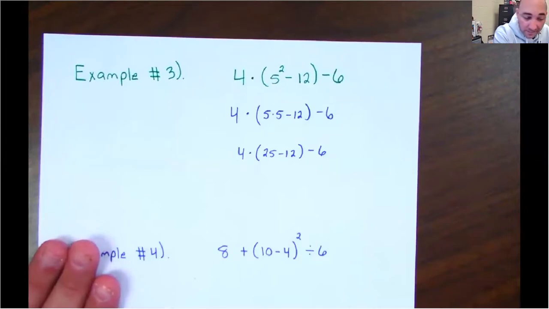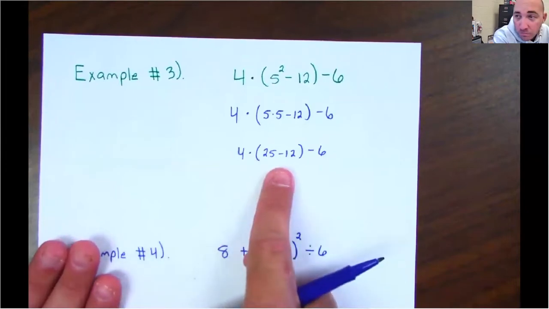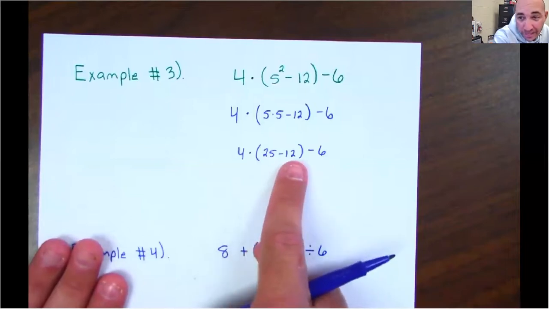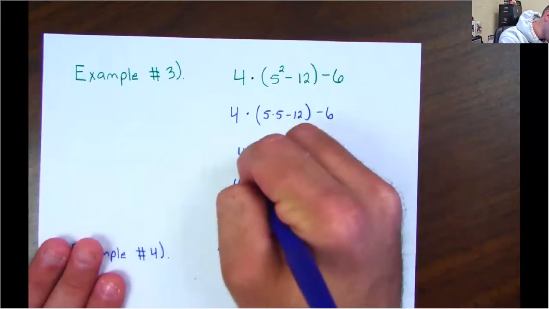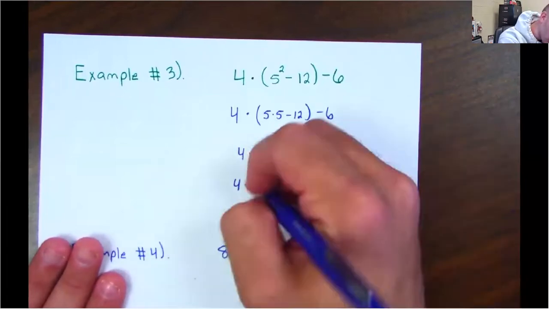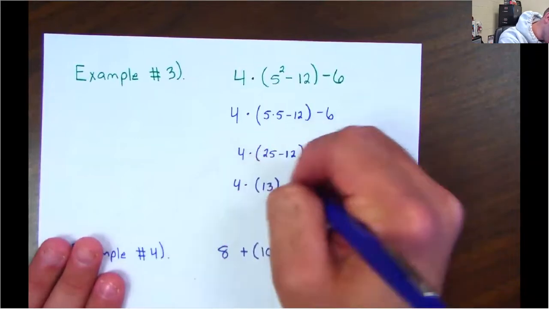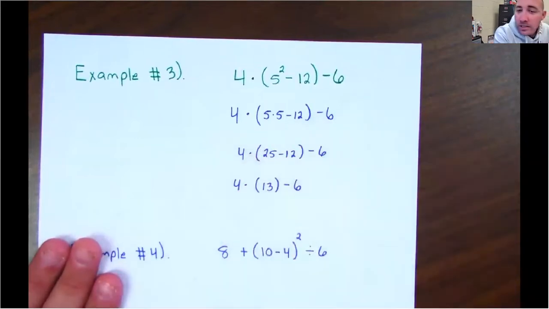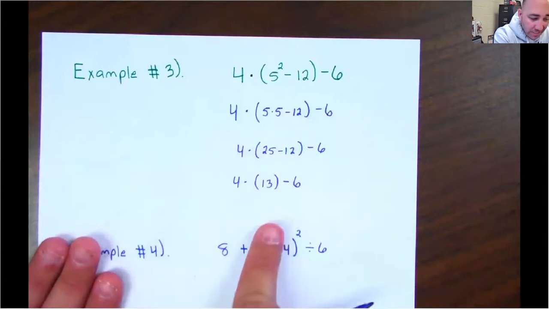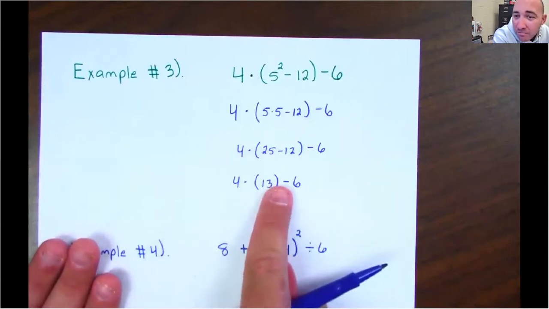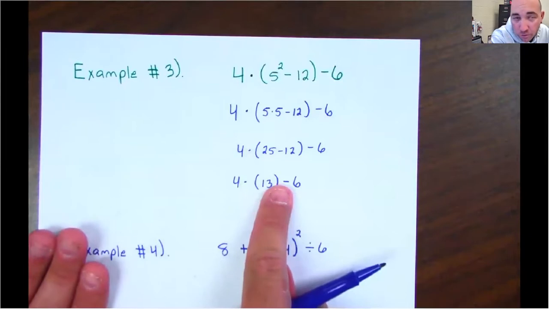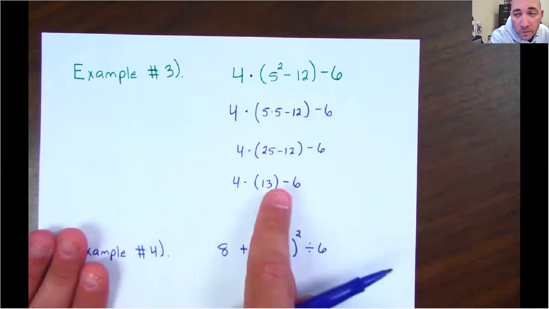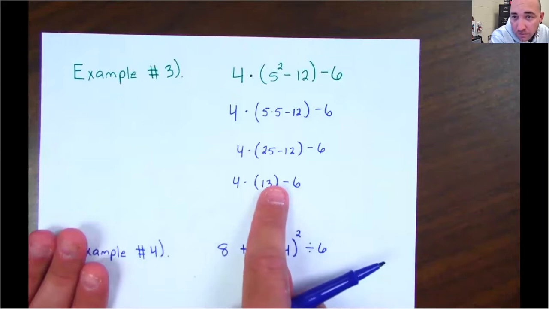Do I still have parentheses? Yes, I do. Do I still have work inside the parentheses? Yes, I do. So we got to do that work first. What is 25 minus 12? Well, that's 13. Again, do I still have parentheses? Yes, I do. I just keep them there, but we've already done all of the work with our parentheses. So in reality, we are done with our parentheses.